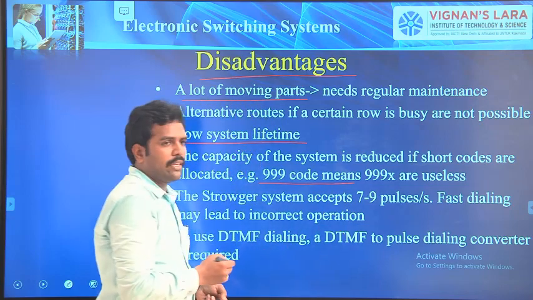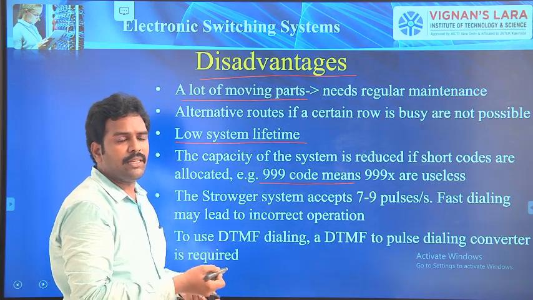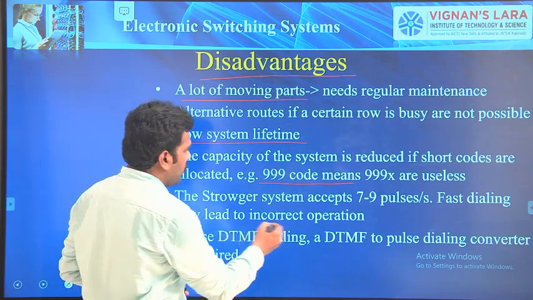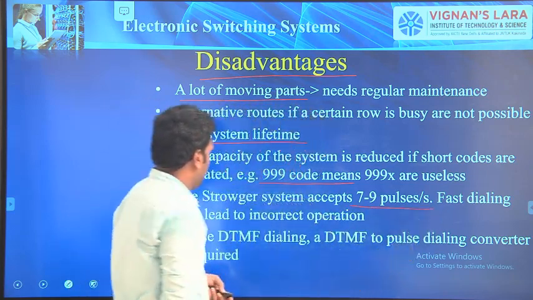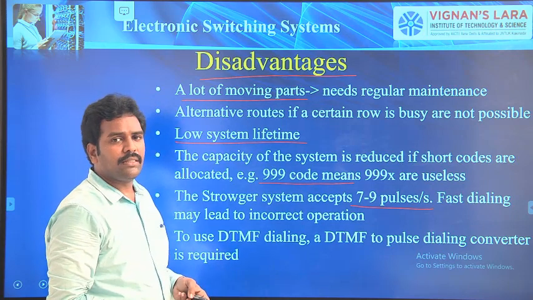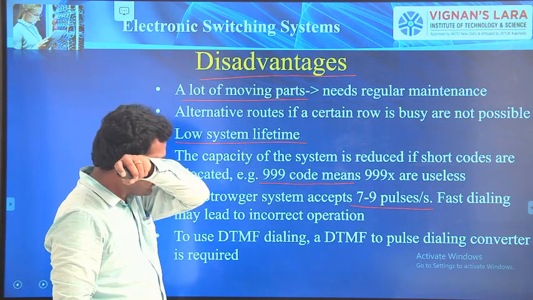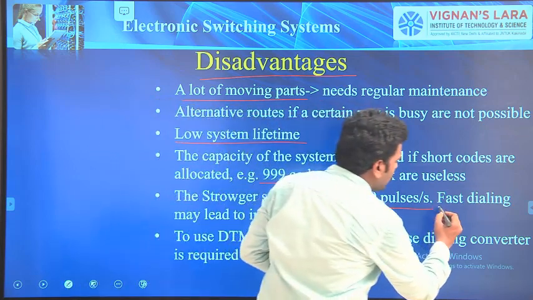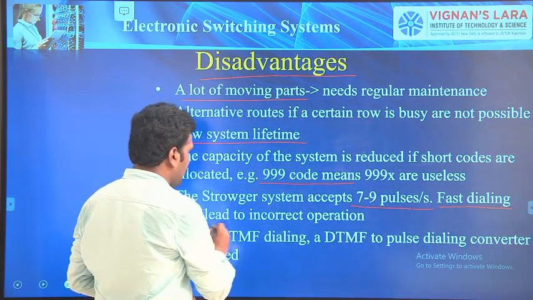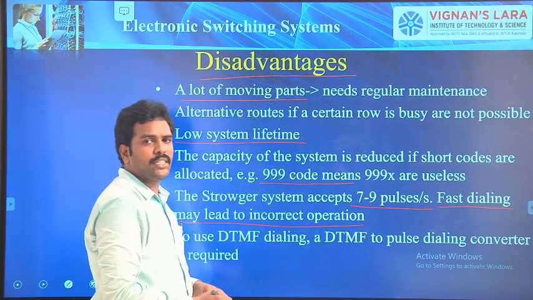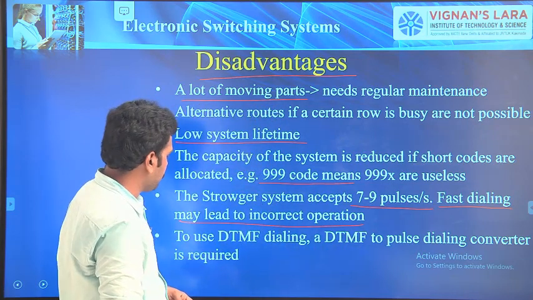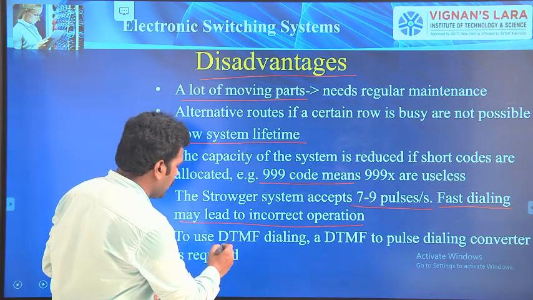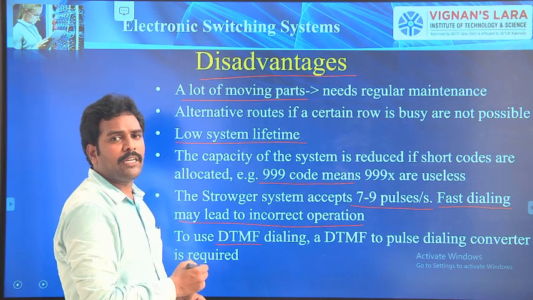capacity. If the number of codes increases, then the size of your switching system increases. One more thing is that the Strowger accepts only 7 to 9 pulses per second. Therefore, the dialing rate is slow. That means fast dialing is not possible in a Strowger switching system which uses rotary dial telephone sets. If we want to increase the dialing speed, then you have to go for DTMF, the dual tone multi-frequency technique.